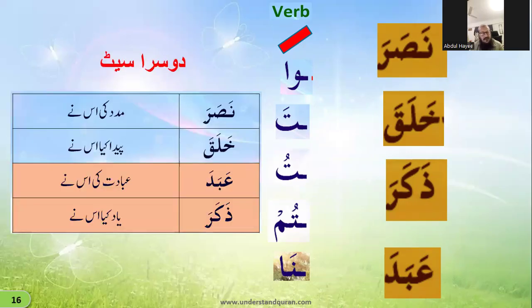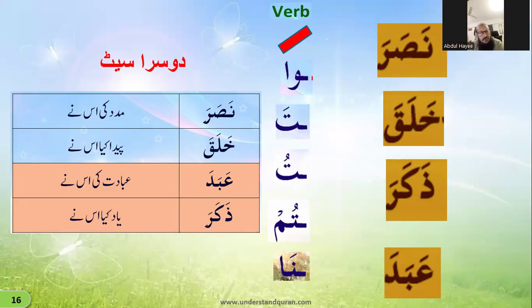So in this set we have nasara, khalaqa, abada, zakara. You can do the same practice. Khalaqa, khalaqu, khalaqta, khalaqtu, khalaqtum, khalaqna, khalaqat, abada, abadu, abatta, abattu, abattum, abadna, abadat, zakara, zakaru, zakarta, zakartu, zakartum, zakarna, zakarat. You are not to memorize the table.